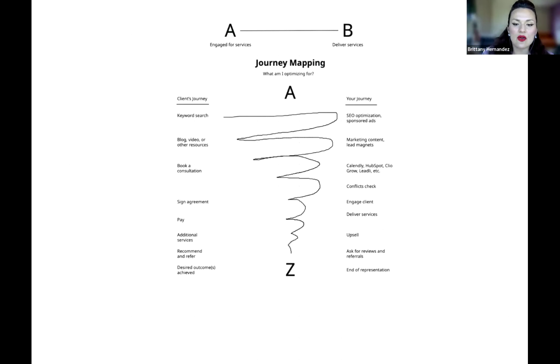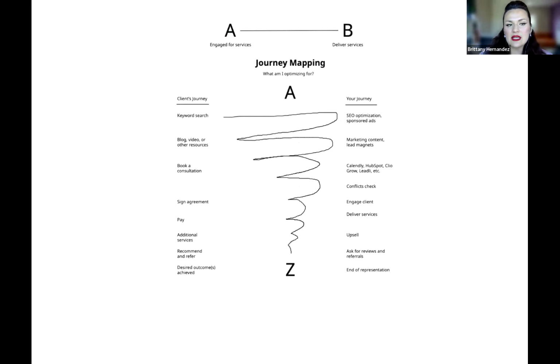Then you have them sign the agreement, you engage the client, they pay, you deliver services. You can see how this works, right? They might ask you for additional services. You might offer some upsells. So you can see how this would go through a lot of different pieces of the puzzle to have someone go from being a new lead to being an engaged client who has achieved their desired outcome with you.